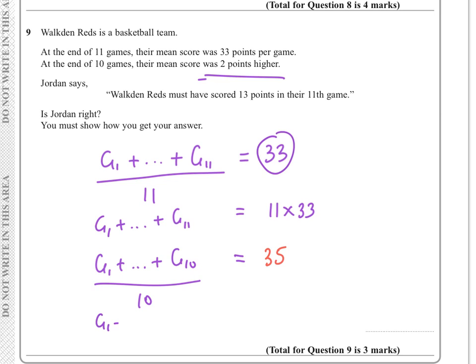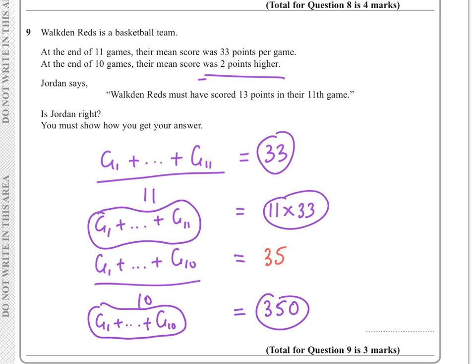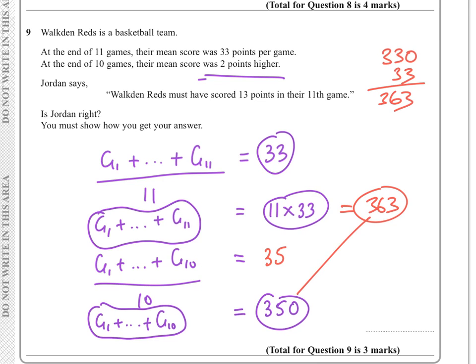And then likewise, I could times both sides by 10 and have G1 up to G10 is 350. So G1 up to G10 is 350, but G1 up to G11 is 11 times 33. And what's 11 times 33? Well, it's 10 of them and 1 of them, which is 363. Then you can see the difference between these is indeed 13, and Walked and Reds must have scored 13 points in their 11th game. Jordan is correct, and you just write your explanation below. Okay, there would be a reasonably good level of workings, and like I said, these are not my favourite type of questions at all, so that's as best as I can do from seeing the question for the first time anyway.